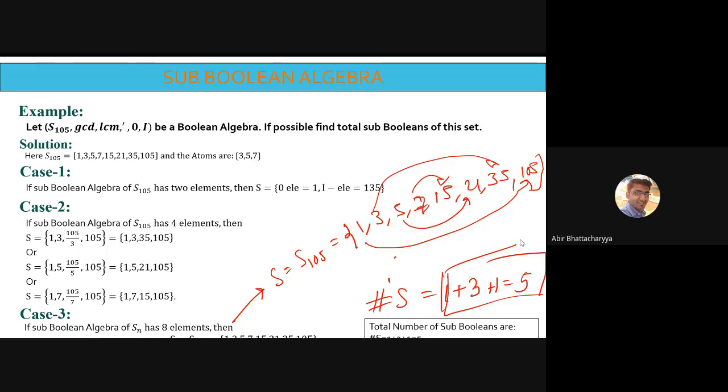given Boolean algebra. Okay. If it is clear to all of you, please write down C on the chat box so that I can move forward. Please write down quick C on the chat box.